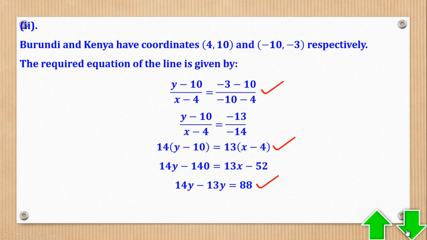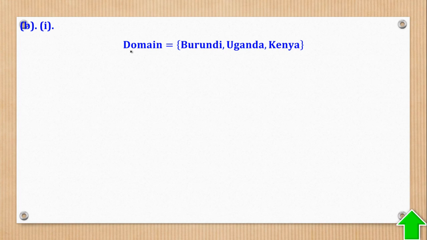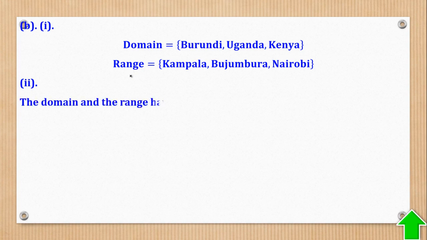So you must have realized that among the places, some are countries and others are capital cities. So we shall distinguish them with that: domain with countries, then capital cities as the range. Then we shall see the relationship is that is a capital city of. So this is the capital city of this, like that. So that means this is the capital city of this, and this is the capital city of this.